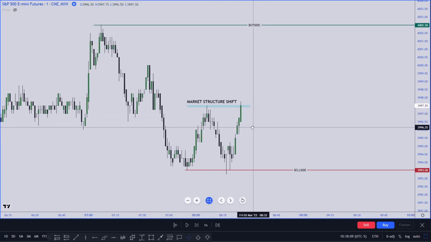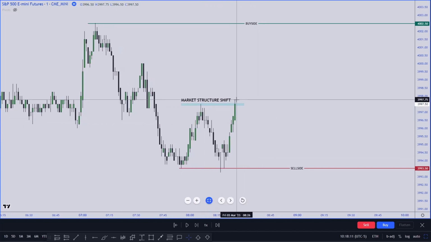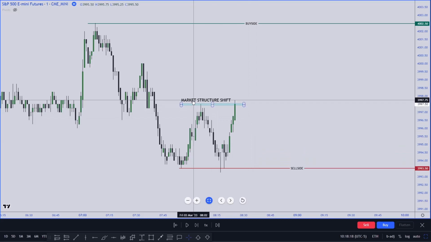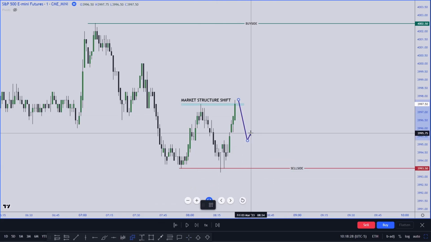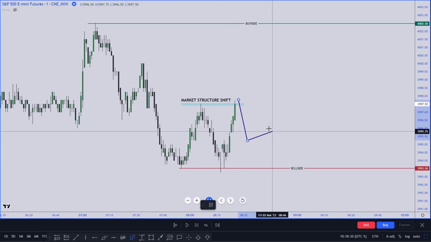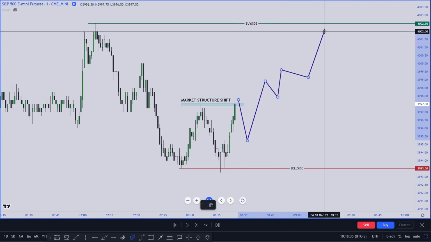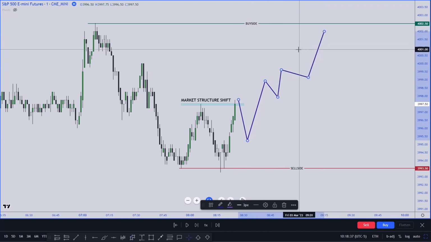And then I'm waiting for price to come back down and get into a long position. Because my belief is once we have the market structure shift at this time of the day, and we've already taken out the sell side, the probability is that we may have something like this. We may have a move back down, somewhere in here, and then price to move maybe up towards buy side. So that's what I'm looking for.